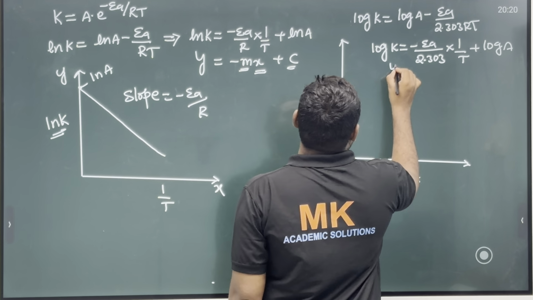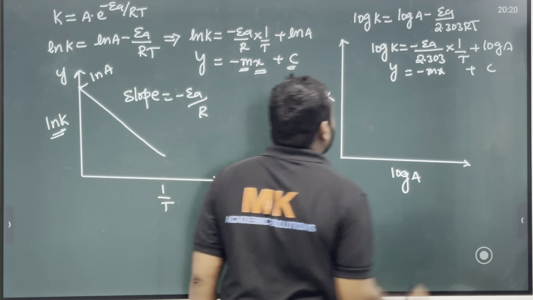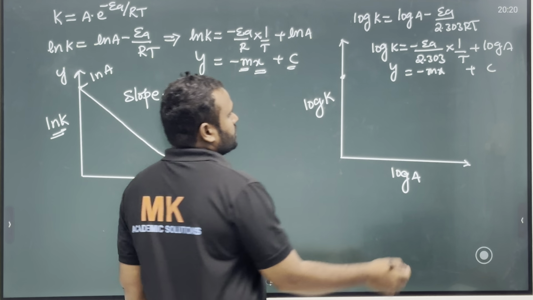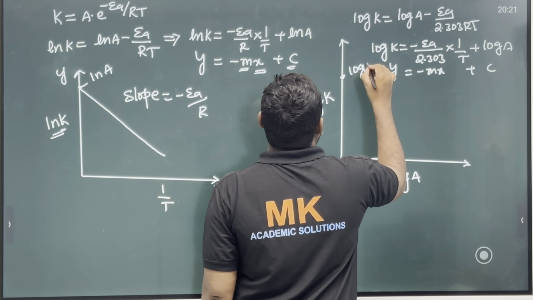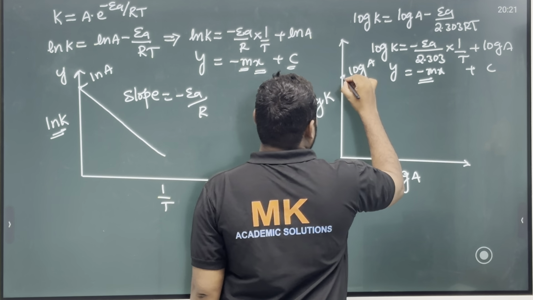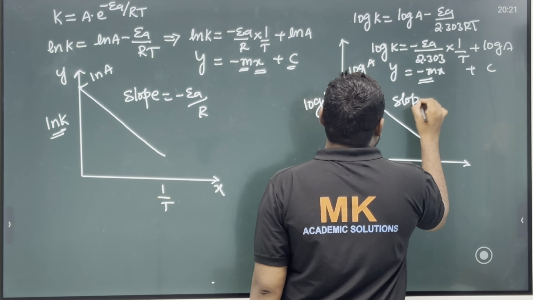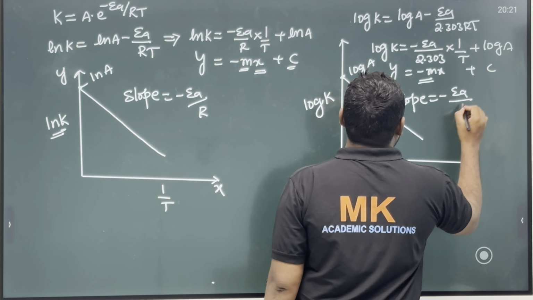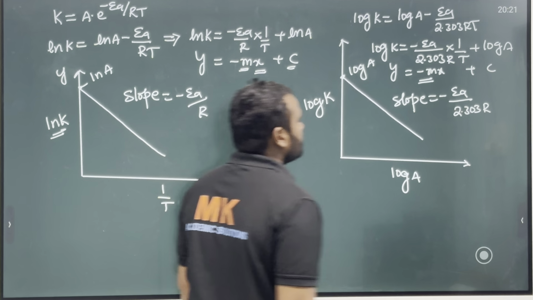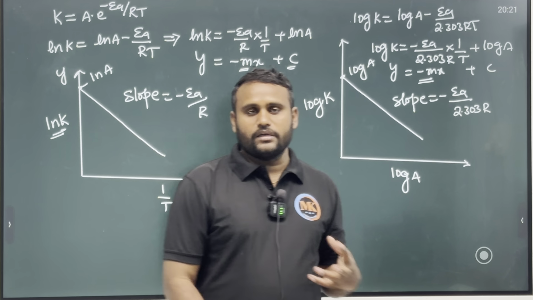Now this is also y is equal to minus mx plus c. What is the intercept on the y axis here? Log A is the intercept on the y axis, and a negative slope you will get, so a downward line. The slope is equal to minus Ea by 2.303 R. This is the Arrhenius theory and the Arrhenius explanation of how a chemical reaction takes place.